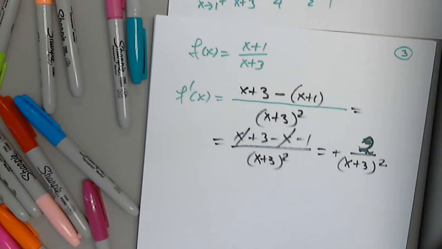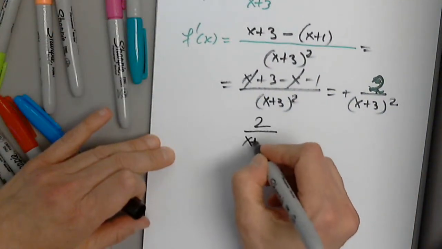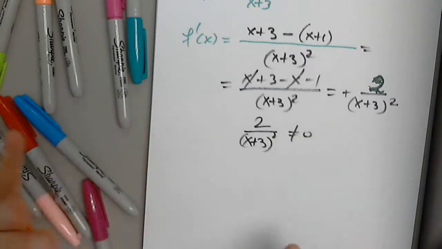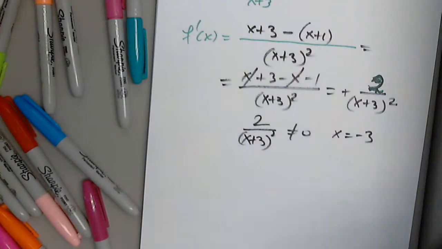Okay, so critical numbers. So this is never 0 because the numerator is never 0. And this is undefined at -3, but so is the function. So what can you say about critical numbers? No critical numbers. None. This cannot be 0. 2 over (x + 3) squared cannot be 0 no matter what you do. It's undefined at x equals -3, but so is the function.